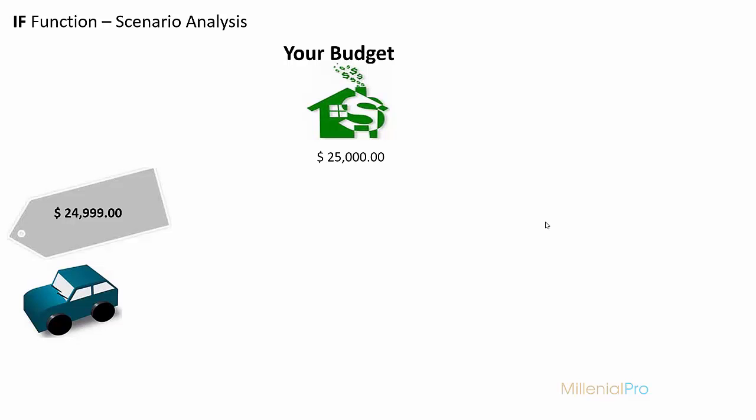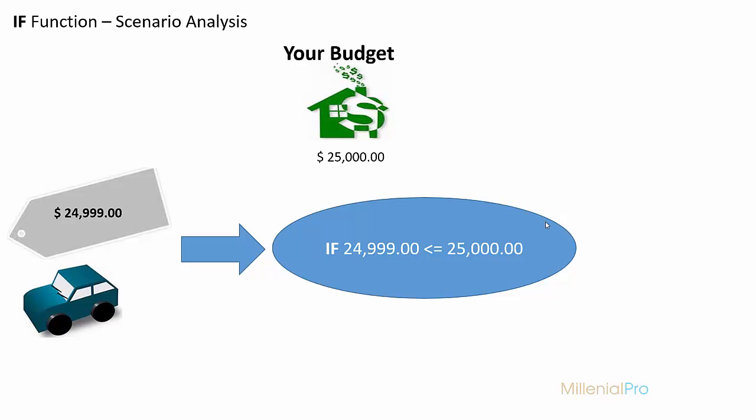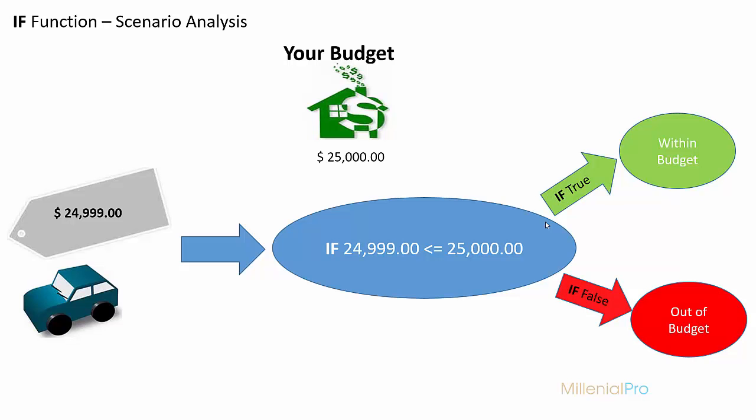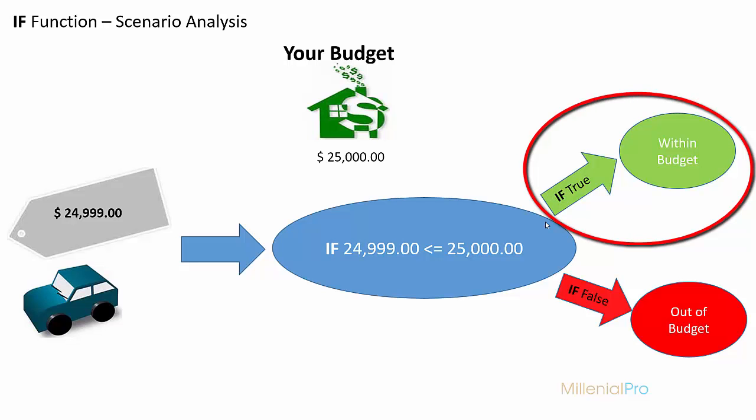So if we applied the concept behind the IF function to this particular problem, we would start with first deciding if the $24,999 is less than or equal to $25,000, your budget. If true, then we would label it as within budget. If false, then we would label it as out of our budget. Well, in our example, car A will be labeled as within budget because it is less than $25,000.